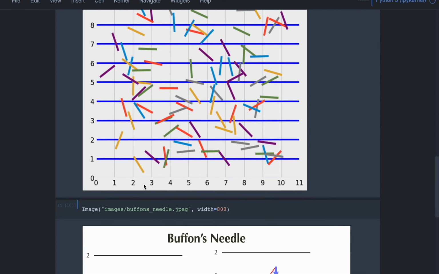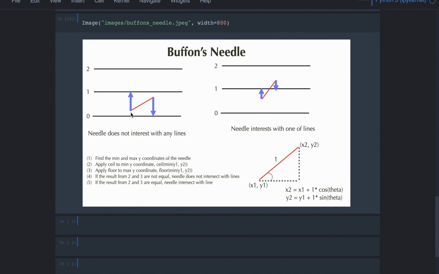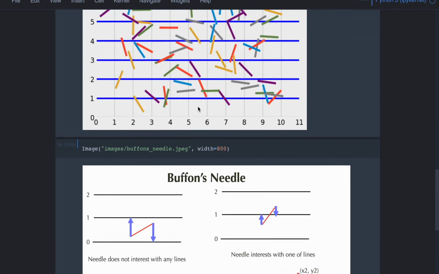Now, as we discussed before, it's very easy. All we do is, using the y coordinates of the needle, first we find the minimum value of y, and then we apply the ceil function to it, and to the max y value we apply the floor function. Now if the result of these 2 transformations is not the same, that means the needle doesn't intersect with the lines. If the result of these 2 happens to be the same, which is the case here, then that means the needle intersects with the lines.